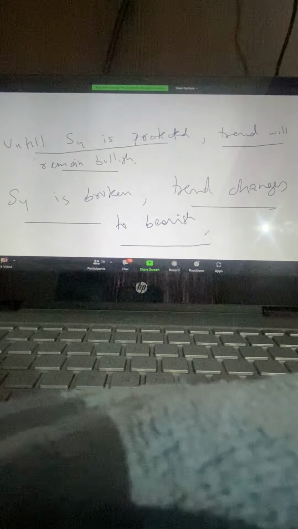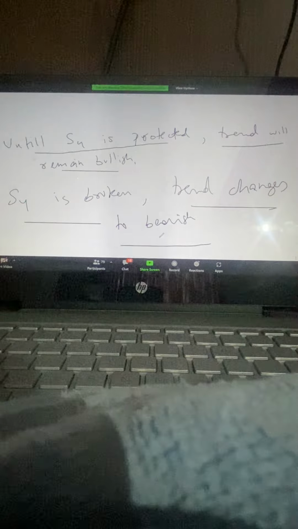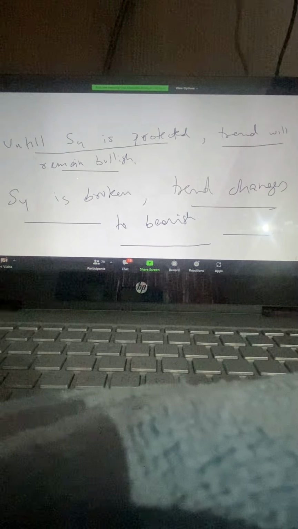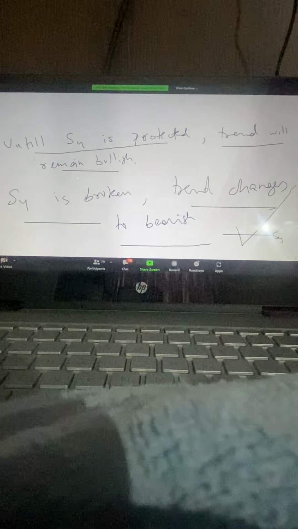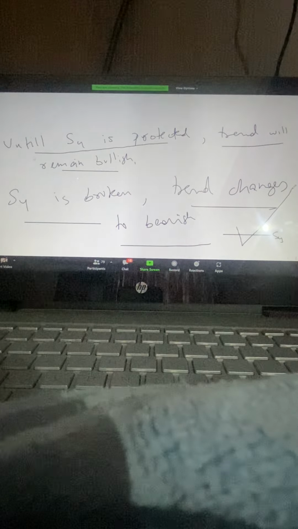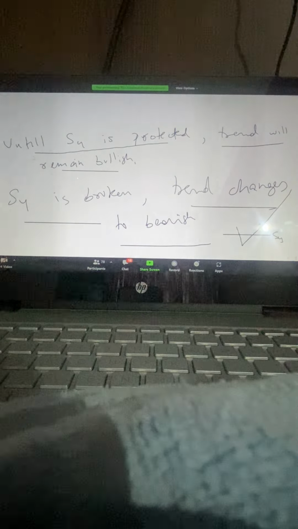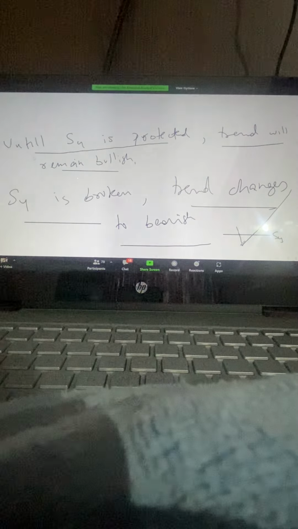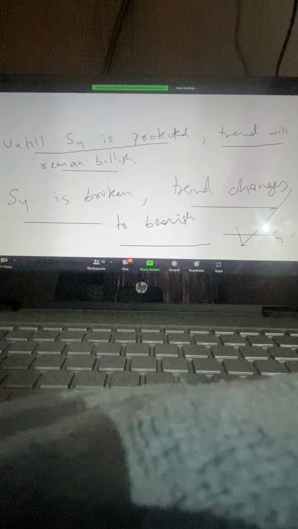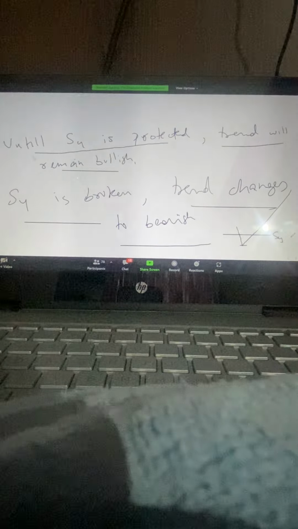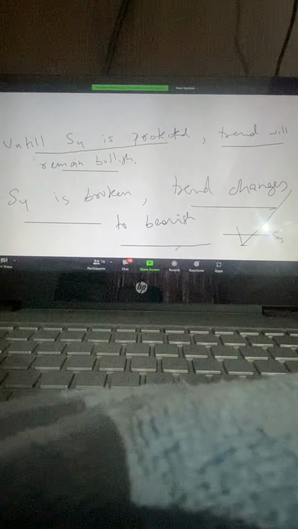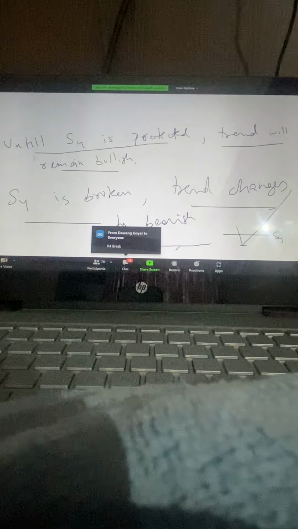Okay, here is the clear answer. S4 is broken, trend changes to bearish. Even though S4 broke and it went up, trend will remain bearish. Till when will it remain bearish? Can anyone tell me? S4 broke, it came down and now it has gone up. So till when will the trend remain bearish? Anyone? Until R4 is broken.